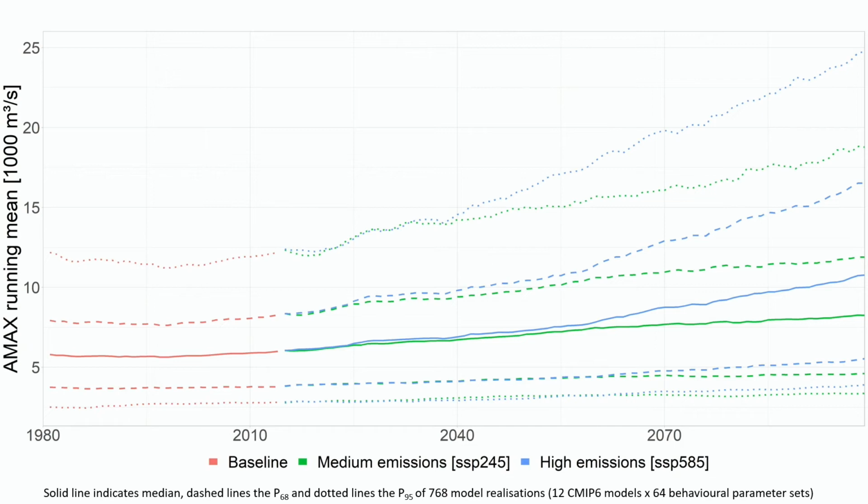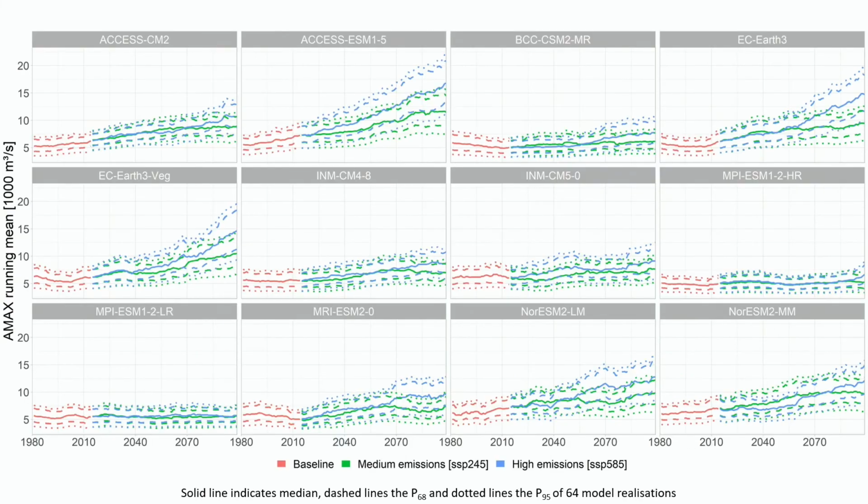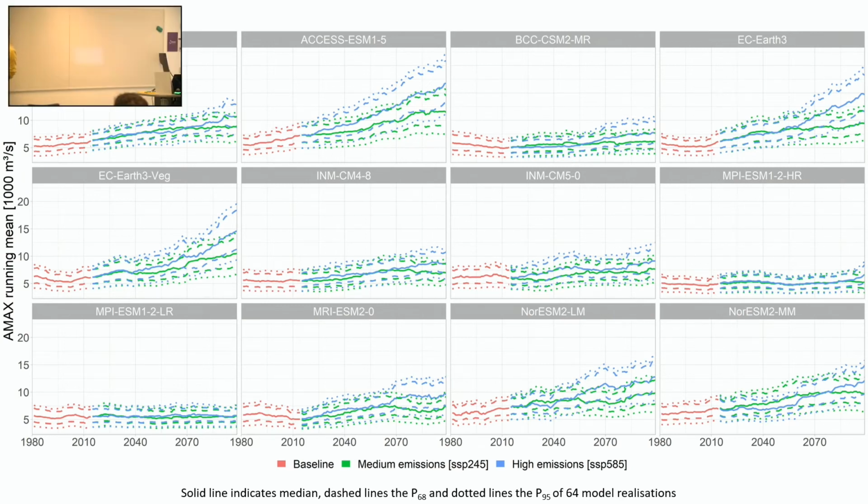Now we want to have a look at how this is composed. How is it different for the 12 models that we are using? We can see several different types of predictions. We have the EC Earth models that predict a big increase in flows, then the INM models that predict a moderate increase in flows, and the MPI models that actually don't predict any increase in flows. So there's a lot of variability in our predictions that results from the different climate input that we use.